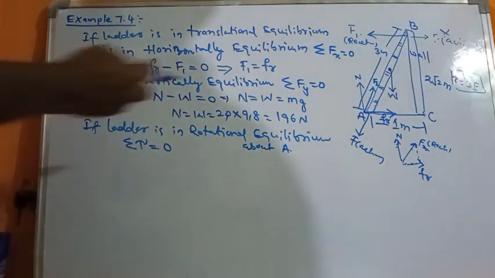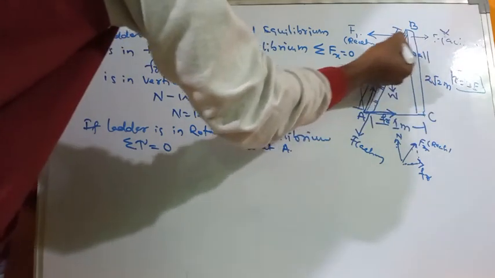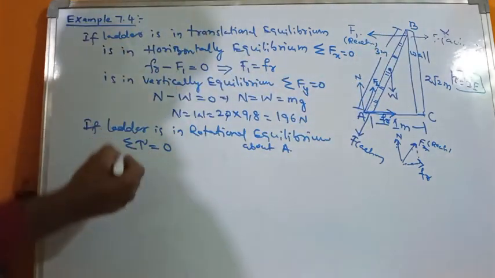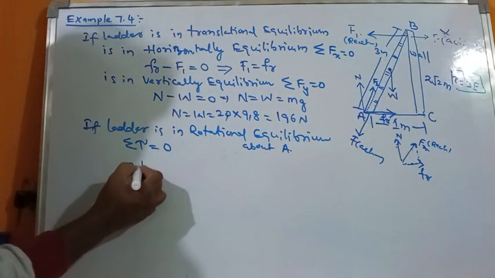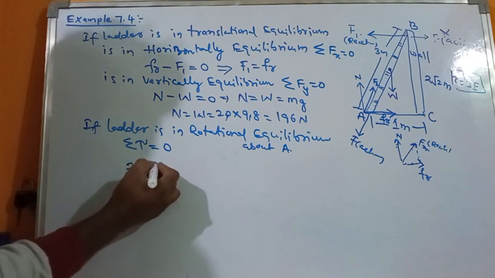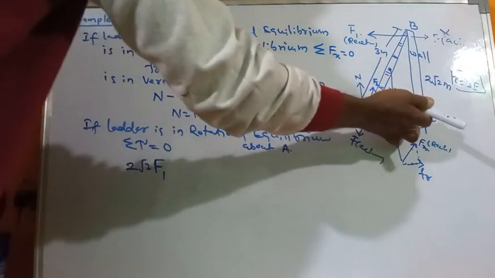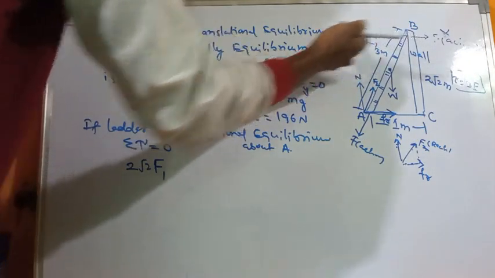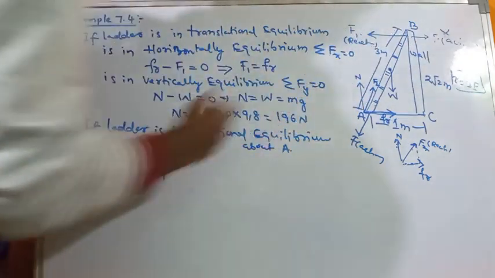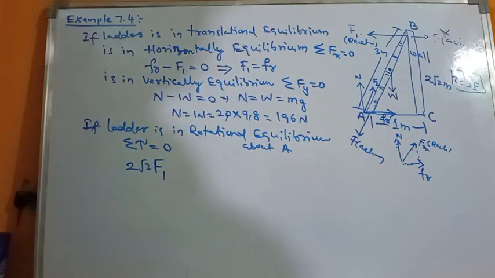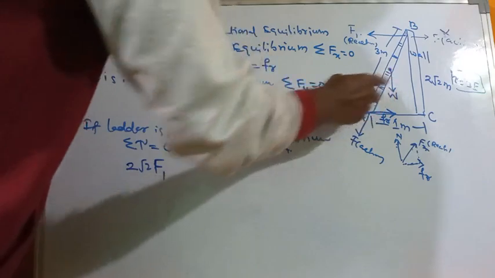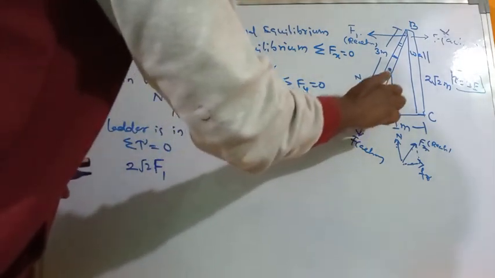So write down here the positive torque, distance and force. Distance is 2 root 2 meters and force is F1. This is the distance and this is the force. R F is outward, so that's why it is positive. Then one more point is there, it is our origin.